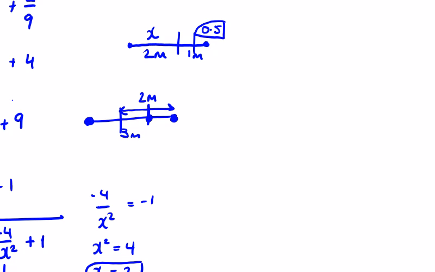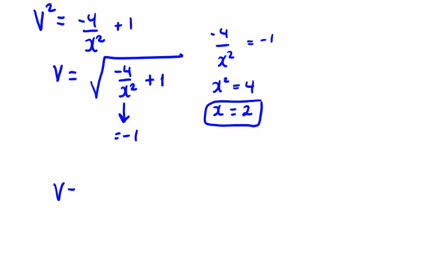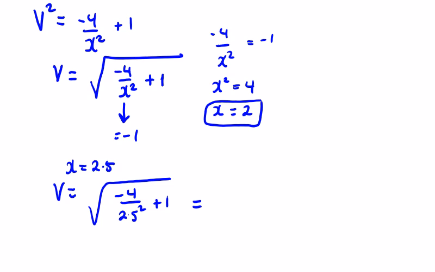So the distance x at this point is going to be 2.5. So just sub 2.5 back into the equation here. The velocity when x is equal to 2.5 is the square root of minus 4 over 2.5 squared plus 1. Just type it into a calculator. It's giving me 0.6 meters per second for the last part of this question.